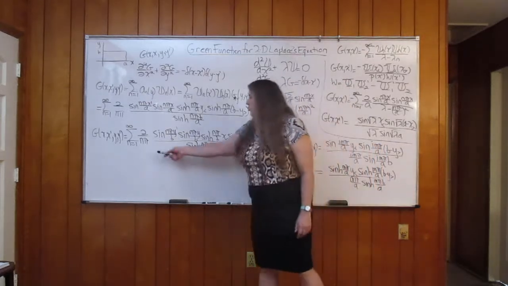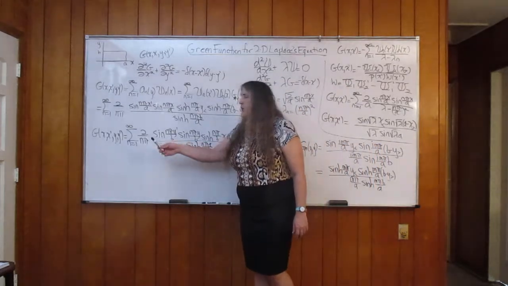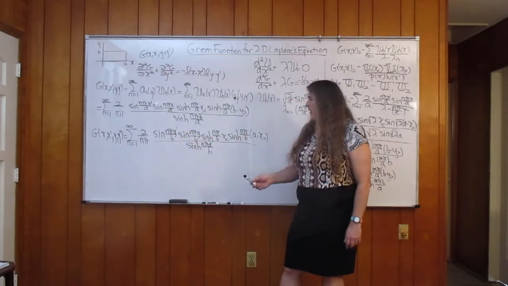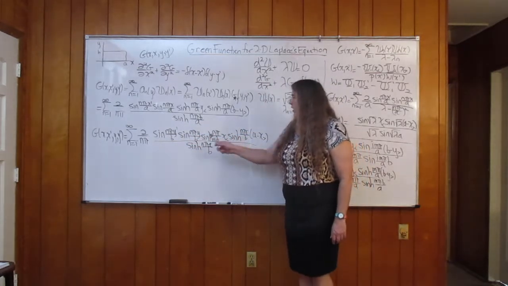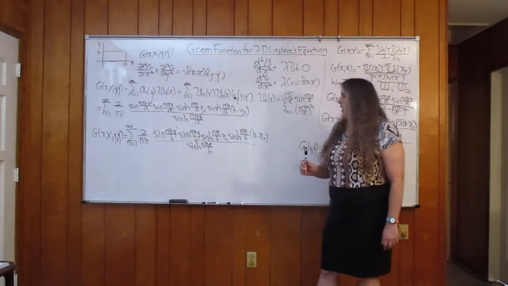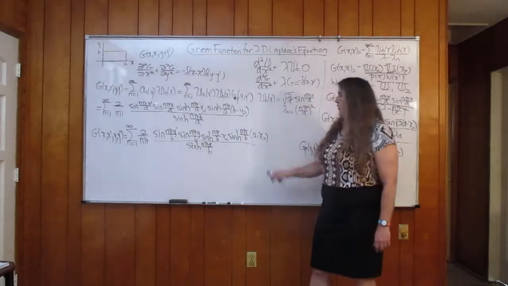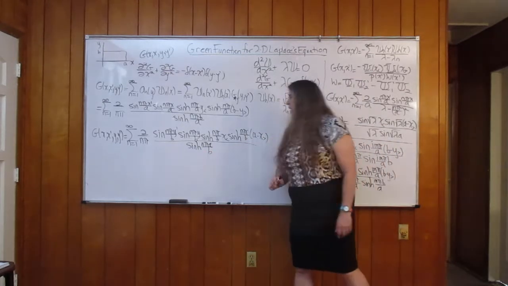of x, this would be summation n equals 1 to infinity, 2 over n pi out front again, sine n pi y prime over b, sine n pi y over b, sinh n pi x less than over b, sinh n pi over b, a minus x greater than, all over sinh n pi a over b.